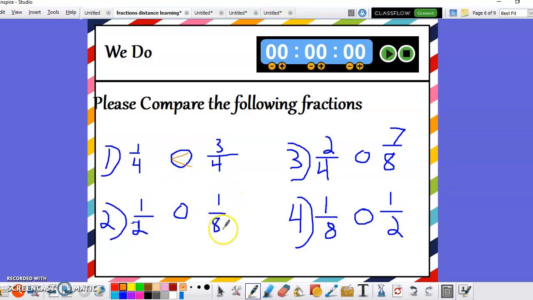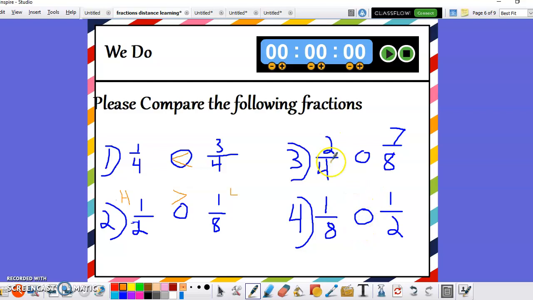1/2 and 1/8. Well, my denominators are different. But look at my numerator. This is saying that I have 1 out of 2 pieces, or I have 1 out of 8 pieces. When I'm looking at one piece out of each one, would you rather share it with 2 people, or would you rather share it with 8 people? So when I look at this, I know automatically that 1/2 is bigger because this is half. And this one right here is less than half because half of 8 is 4. So I didn't have to do too much hard work on this one.